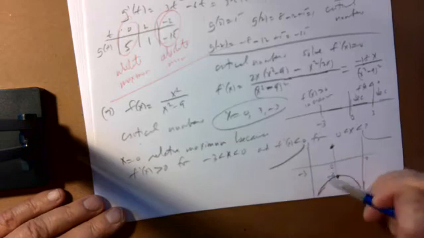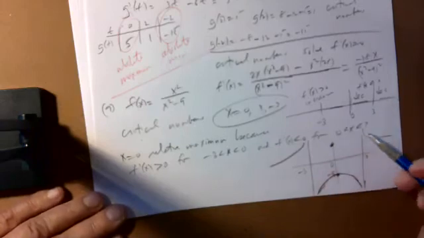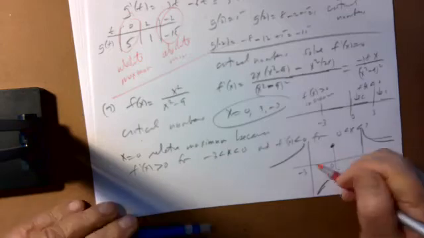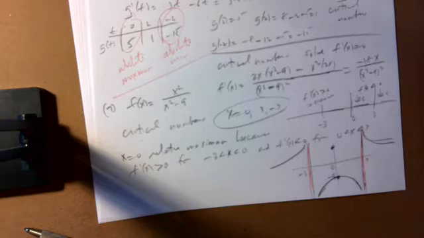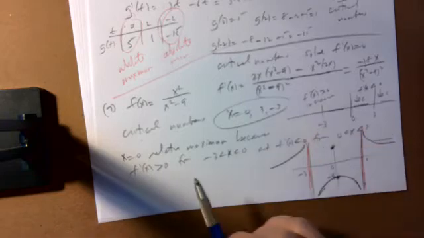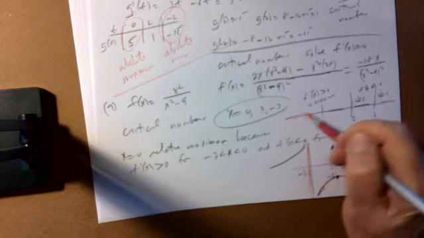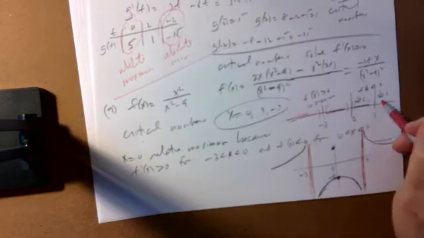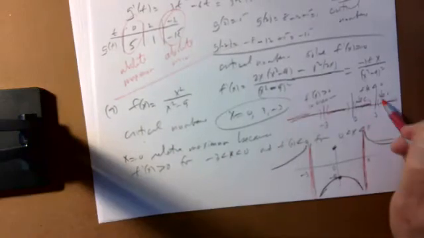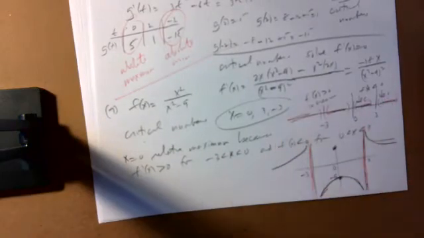So it's increasing, increasing, relative max, decreasing, decreasing. And here we have these vertical asymptotes. So there are two intervals, this interval and this interval, where the function is increasing, and the two intervals where the function is decreasing. And you can actually sketch the graph of the function. This is what it looks like.